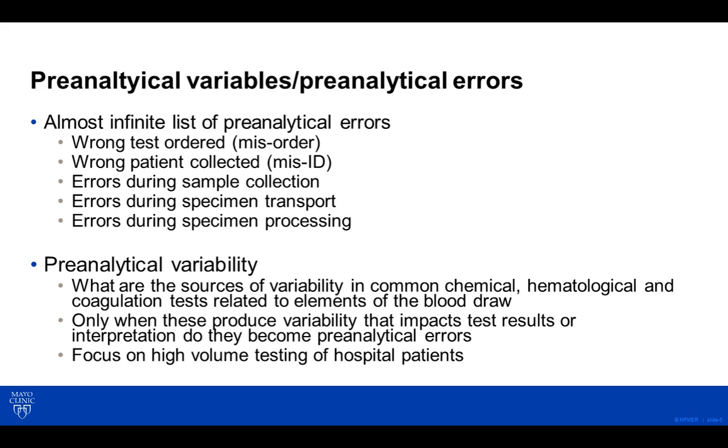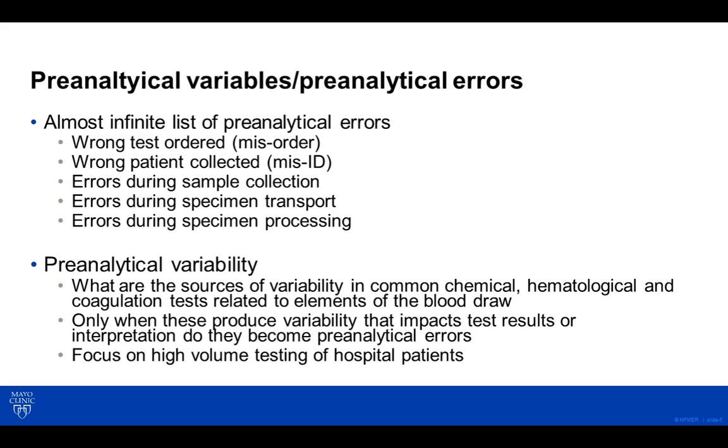And I approach this really not from the standpoint of pre-analytical errors like putting the wrong ID on the tube, but from an idea of pre-analytical variables of variation. That is, what are the sources of variation in the quality, content, concentration of substance in a blood tube for common chemical, hematological, and coagulation tests? So we're not going to be talking about errors in genetic testing or newborn screening. So we're talking about sources of variation in common chemical, hematologic, and coagulation testing.